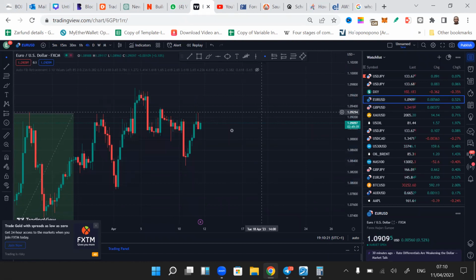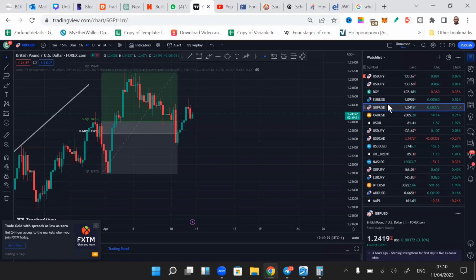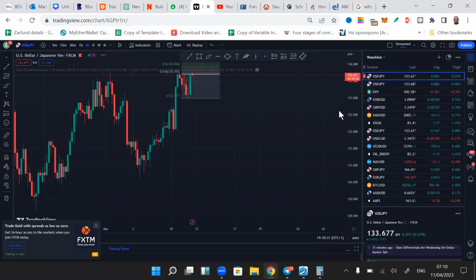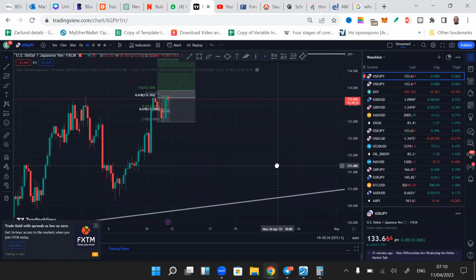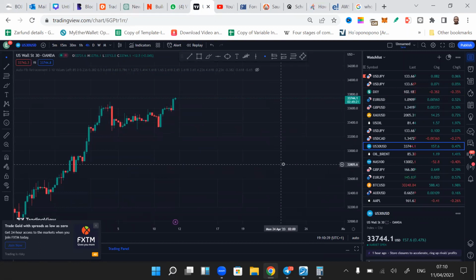Are you trading Euro USD? This is Euro USD, for example. Are you trading GBP USD? Are you trading USD JPY? Are you trading NAS 100 or US 30? What exactly are you trading? What you are trading will determine to a very large extent exactly what you do, how your entries are. What you are trading exactly will determine what your entries will be. This is why I talk about your entries as very, very important.